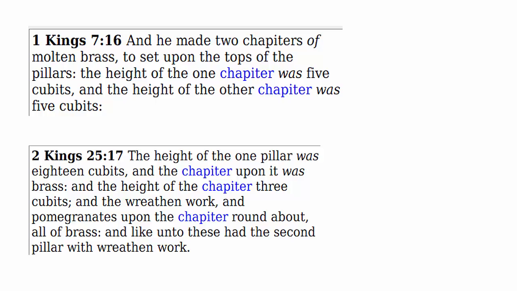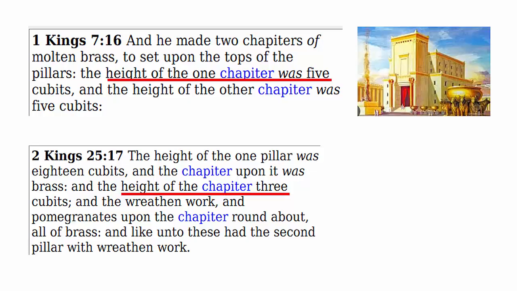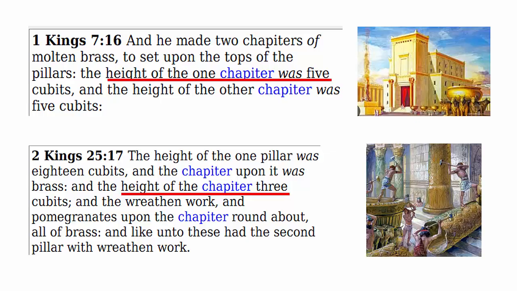So, you may have heard of it already, but 1 Kings 7:16 gives the height of one of these chapiters as 5 cubits, and 2 Kings 25:17 gives the height of the chapiter at 3 cubits. Now, 1 Kings is concerning the glorious completion of the temple and the pillars, and 2 Kings 25 is concerning the utter destruction of Solomon's temple.